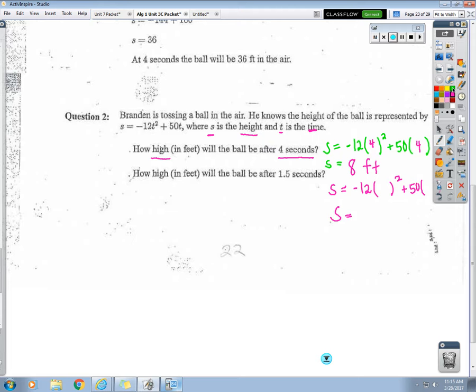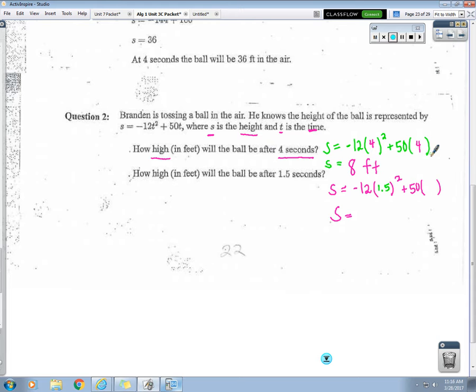What about after he has tossed it and it's been 1.5 seconds? How tall or how high is it? Okay, well, how does that make sense? How can it only be 8 feet in the air after 4 seconds, but after 1.5 seconds, 48 feet in the air? How does that make sense? Right, the ball has come back down at this point. 4 seconds into it, it's coming back down, almost back to the ground. Does that make sense to everybody?